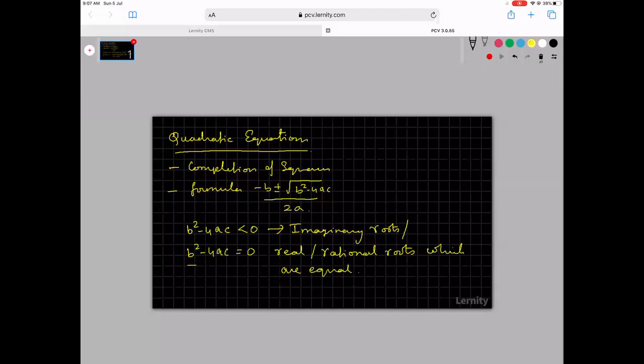You will get real rational roots which are equal, because the discriminant part will become 0, and the root will be minus b by 2a. So that is what is going to be the root. It will be minus b by 2a, no minus and plus, so it will be minus b by 2a.